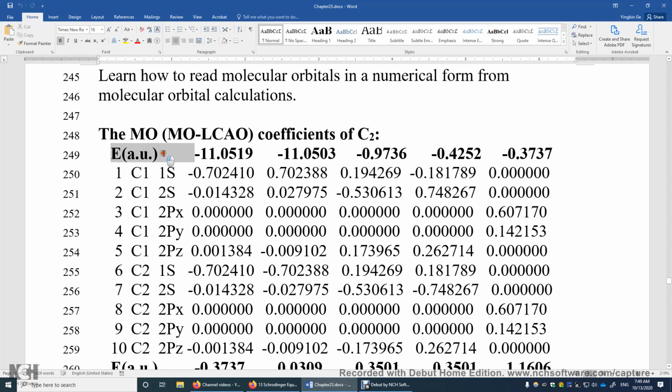First, this is just the energy of the MOs. Negative 11 atomic units, negative 11 atomic units. You see a huge gap here. This is negative 0.9 atomic units. Why is this a huge gap? They differ by 10 atomic units. And 1 atomic unit is 2,625.5 kilojoules per mole. So we're talking about 26,000 kilojoules per mole. That's a huge number.